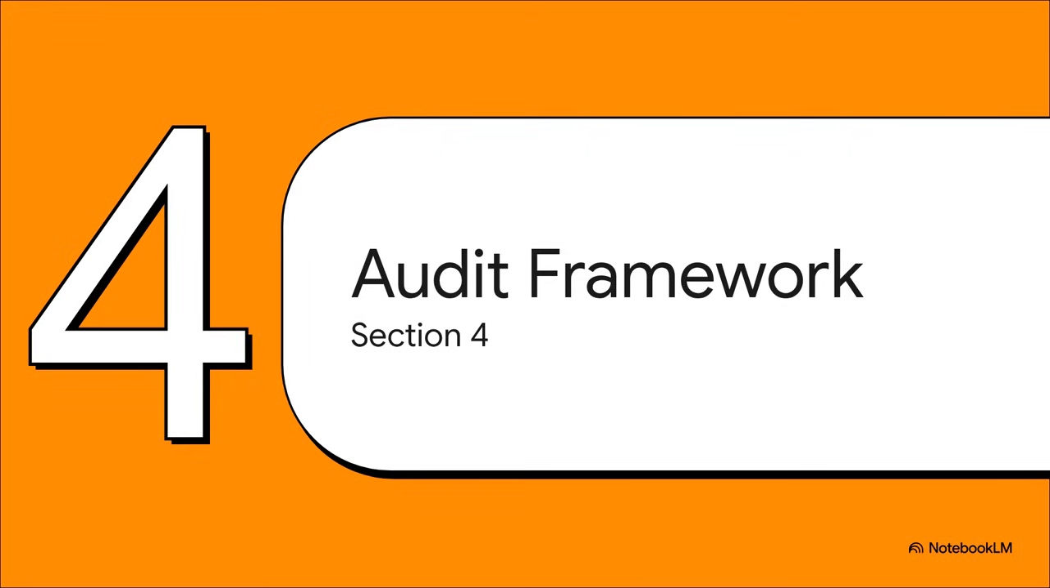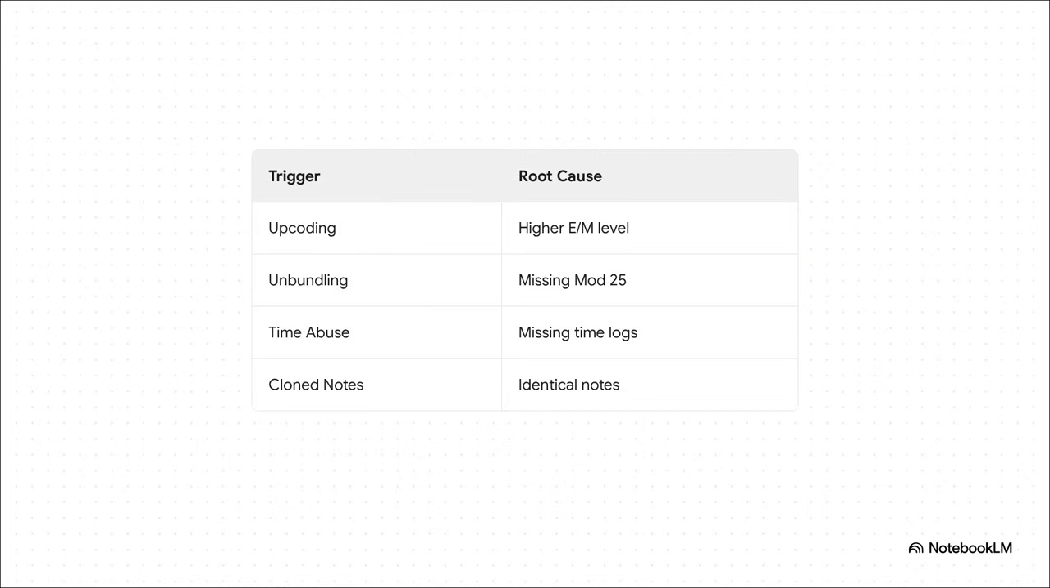Let's bring it all home in Section 4, the Audit and Compliance Framework. When we pull all this together and look at the top triggers, these are the highest frequency denial reasons that commercial payers and the OIG are aggressively hunting for right now. First, upcoding, when your medical decision-making just doesn't support the high-level code you billed. Second, unbundling. This is where practices fail to use modifier 25 properly and try to sneak in a separate EM charge when it was really just a minor procedure visit.